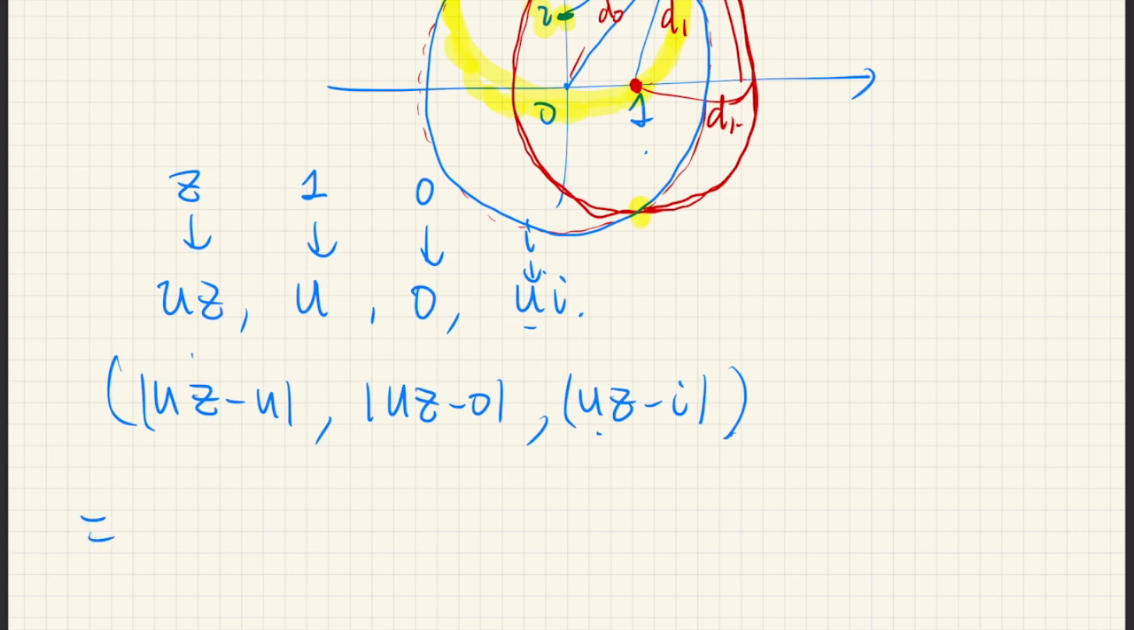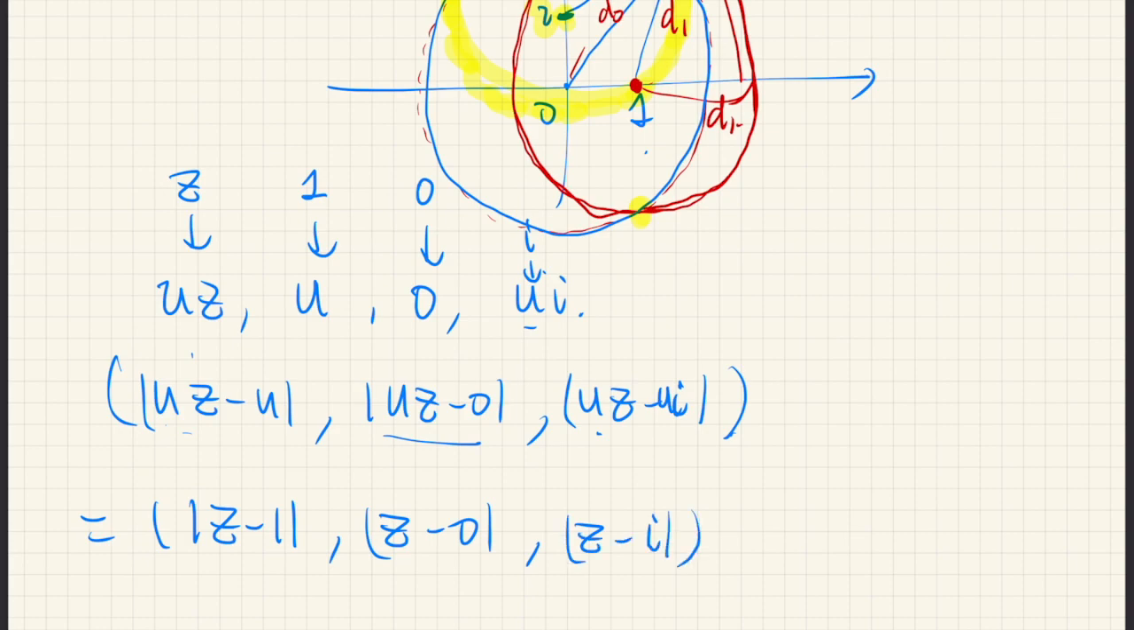However, as we have seen, multiplying by u doesn't change the distance. So it is equal to z minus 1 and z minus 0 and, wait a minute, this is ui, so z minus I. So this is equal to this distance, this is equal to this distance, and this is equal to this distance.